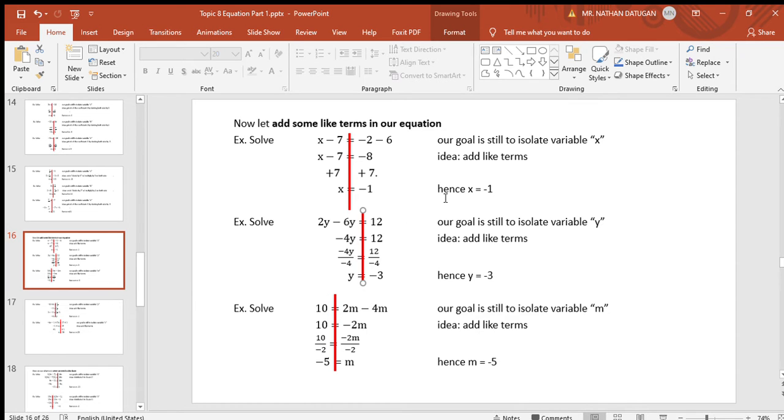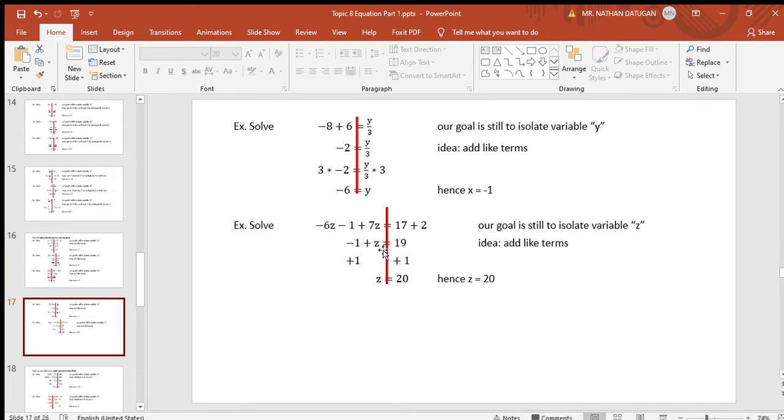Now let's move on to the next example. We have 10 is equal to 2m minus 4m. Again, we want to combine all the like terms. 2m minus 4m is negative 2m. So our new equation is 10 is equal to negative 2m. Now we want to get rid of that negative 2. Divide both sides by negative 2. And you're going to get negative 5 is equal to m.